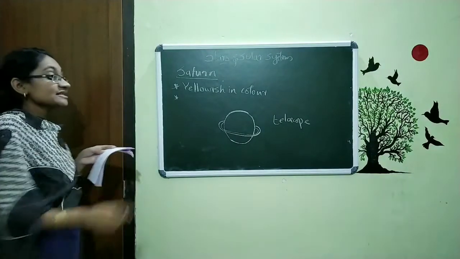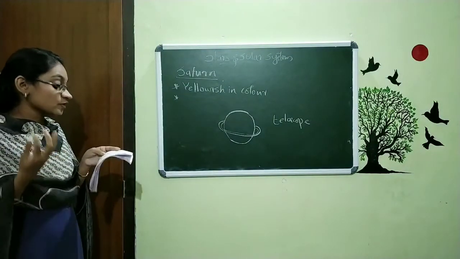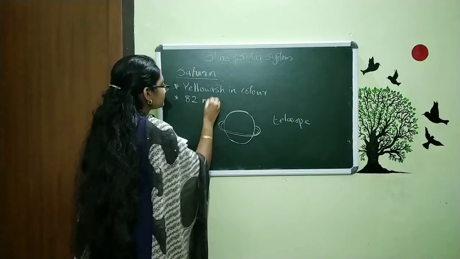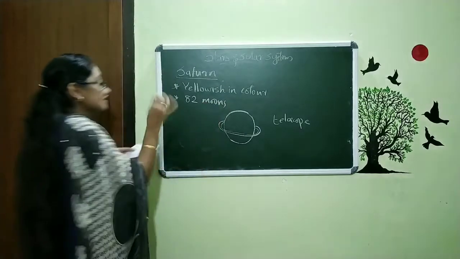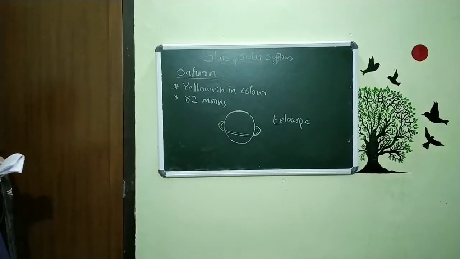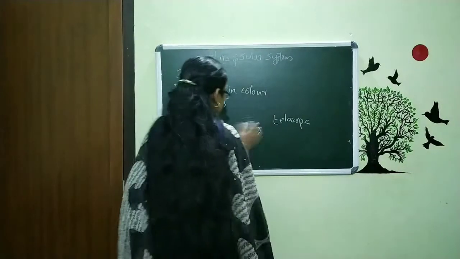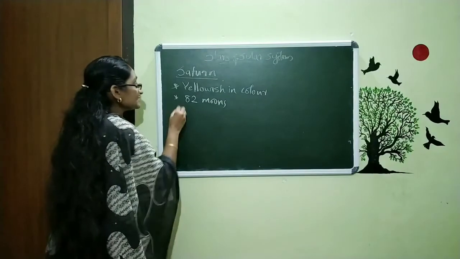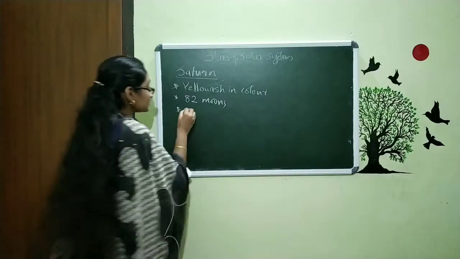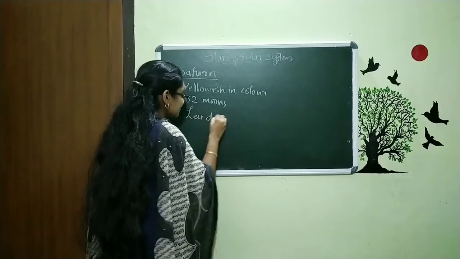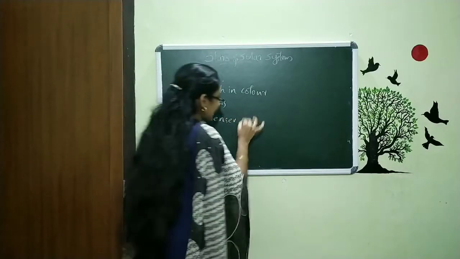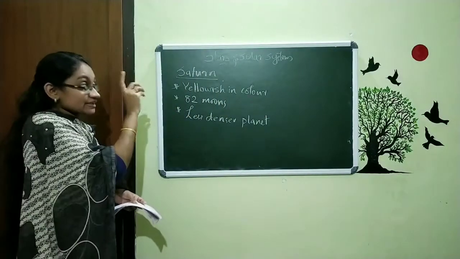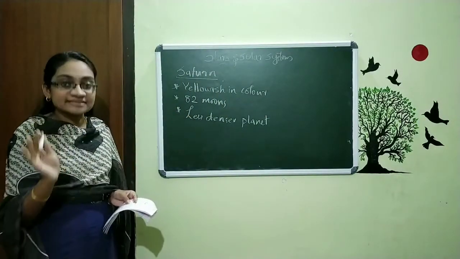Saturn also has a large number of satellites. It has 82 moons. The Saturn has 82 moons. The next point about Saturn is this. It is the least dense planet of all other planets. That means Saturn has less density.